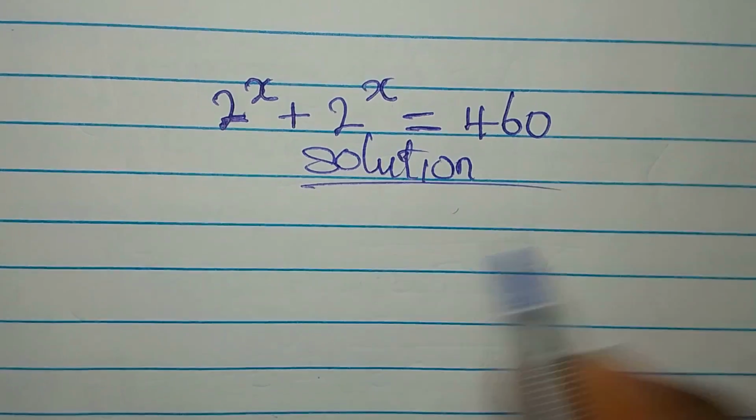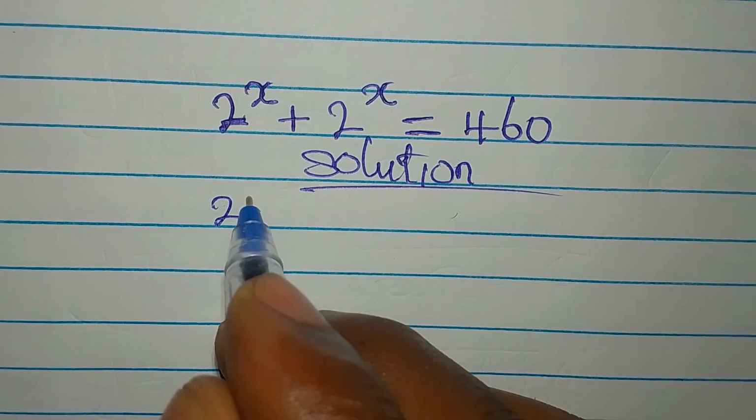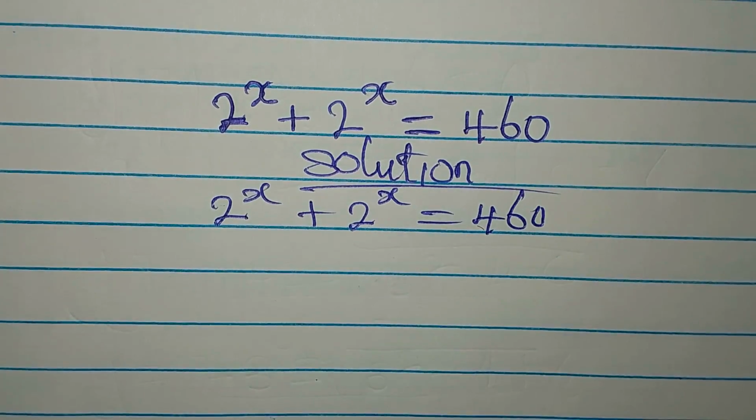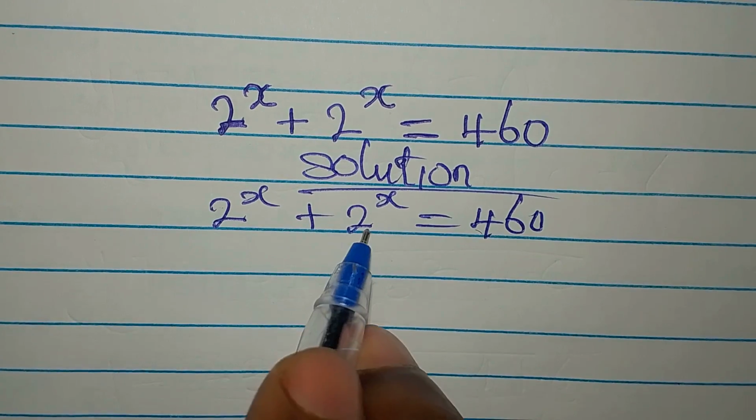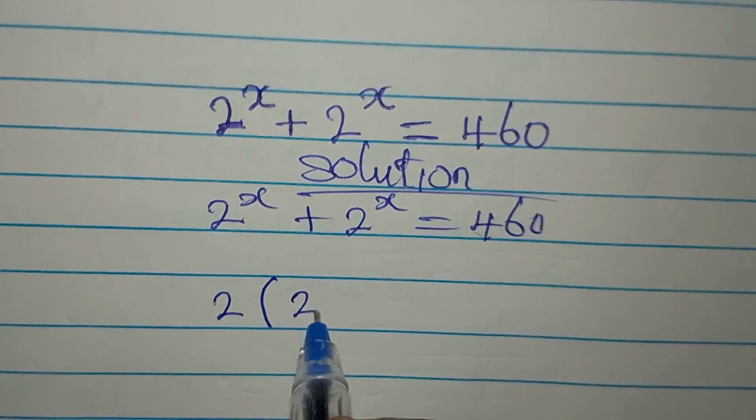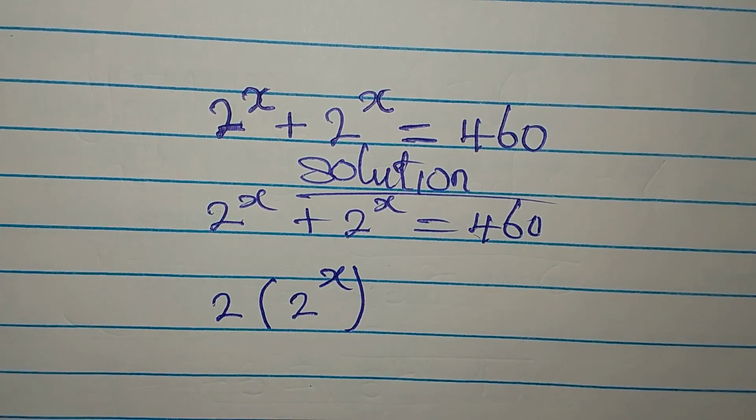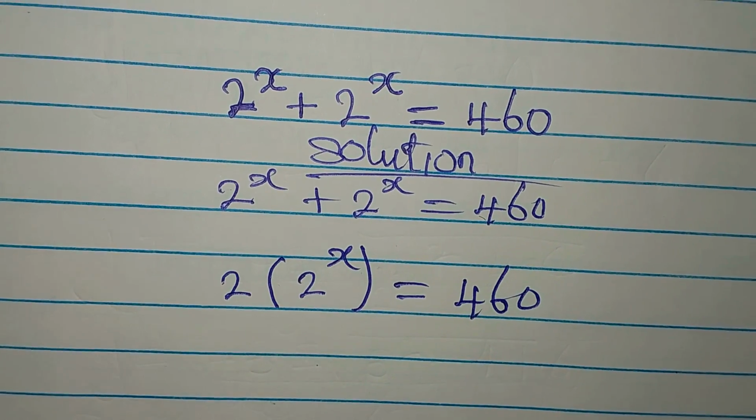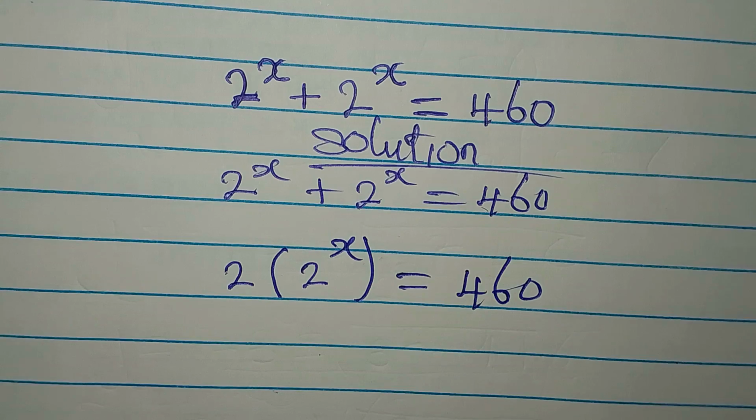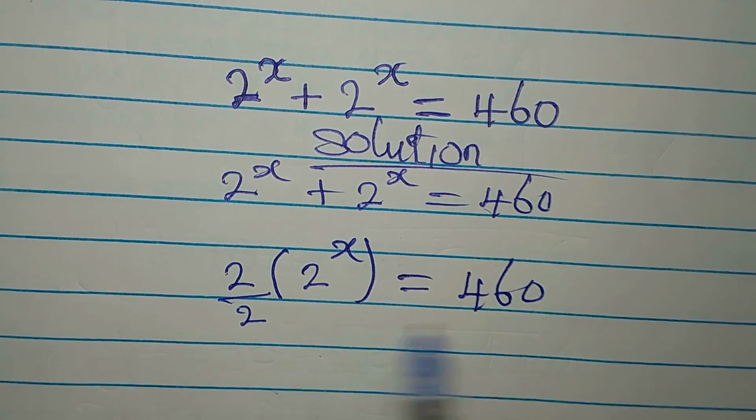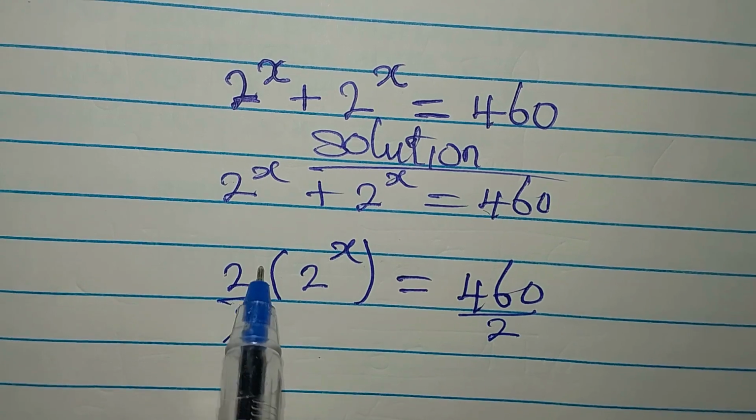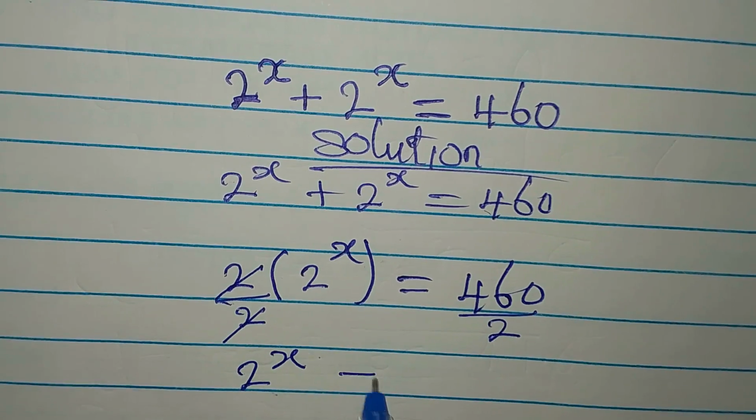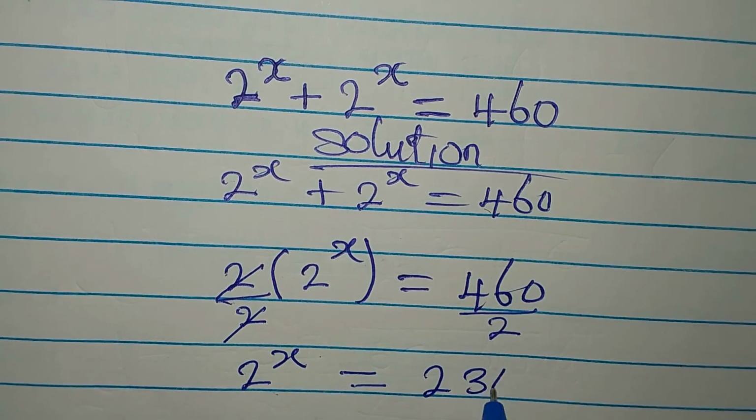Let's solve this problem right away. 2 to the power of x plus 2 to the power of x equals 460. This and this are the same, so we can add to get 2 times 2 to the power of x, and this is 460. To continue, we are going to divide both sides by 2. Now we have 2 to the power of x equal to 230.